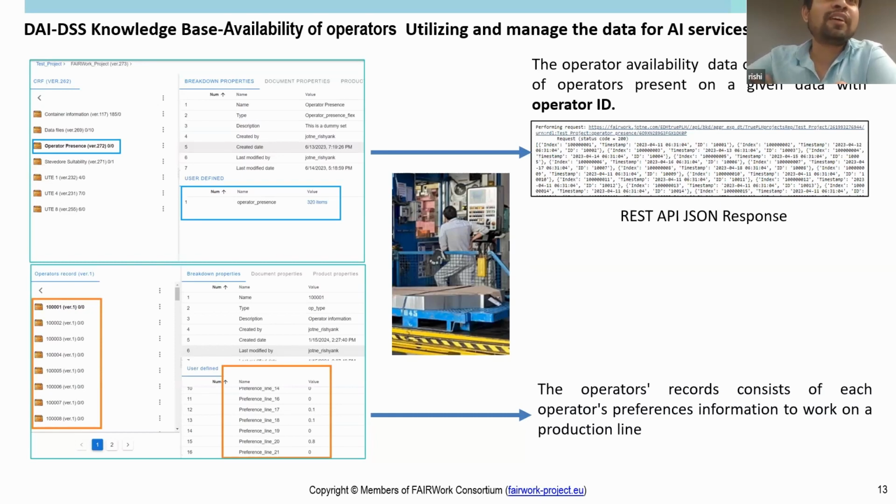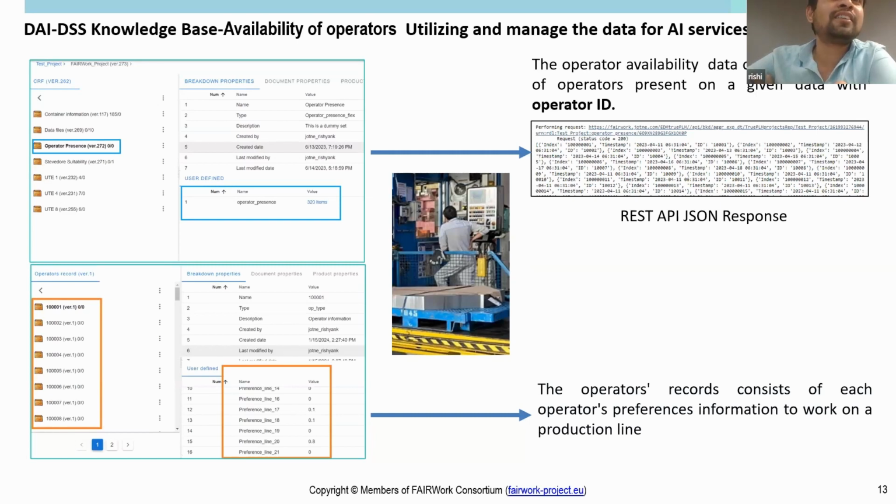Furthermore, on the bottom left-hand side, we have also created an additional digital representation of each operator. We created this to capture operator preferences, such that we can use this data in the decision-making process to allocate workers onto the lines. In this element, you can see the IDs of operators, let's say 10,001, 10,002, each corresponding to an operator.